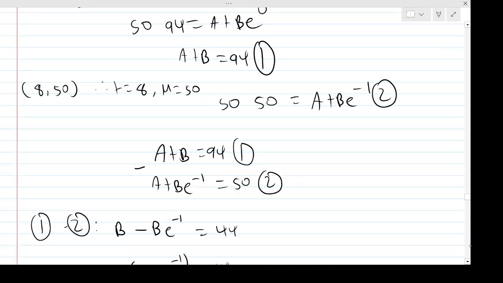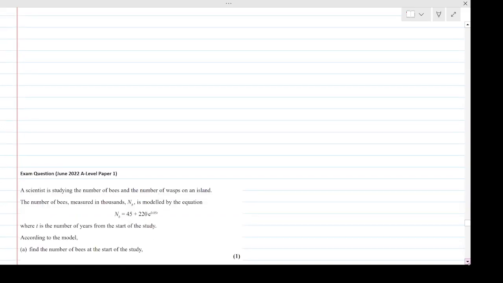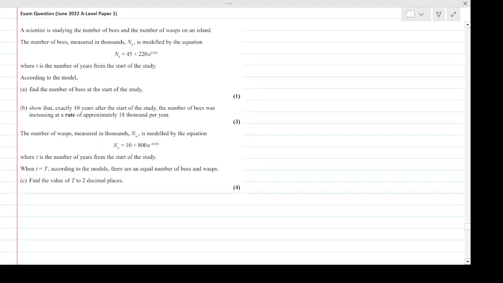Right, okay, I've got one more exam question here, and especially the final part is a bit gnarlier than it seems, but let's get to it. We're told a scientist is studying the number of bees and wasps on an island. The bees, measured in thousands, always measure your units, it might catch you off guard. So thousands, N_B, is modelled by the equation where t is the number of years. So N_B, the number of bees, is 45 add 220e to the positive 0.05t.